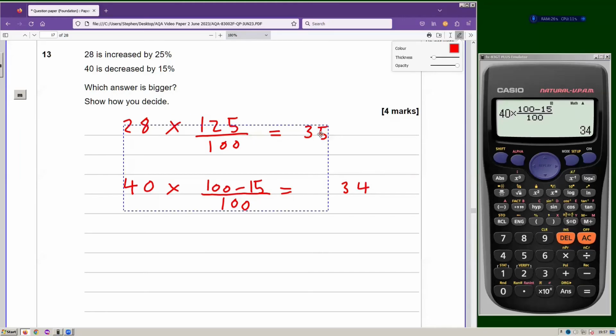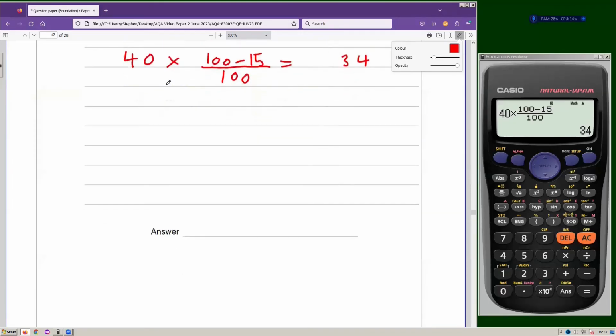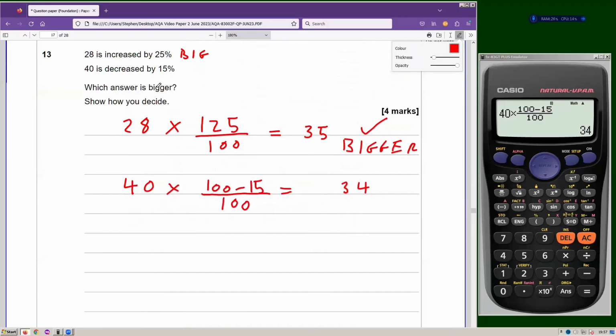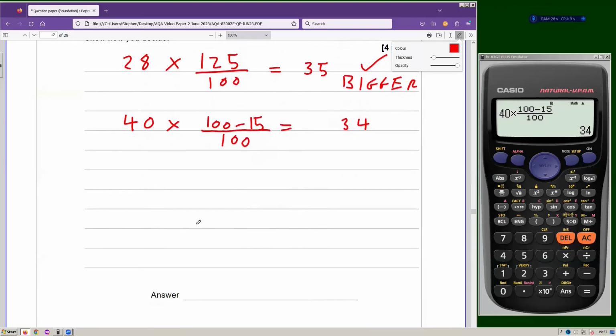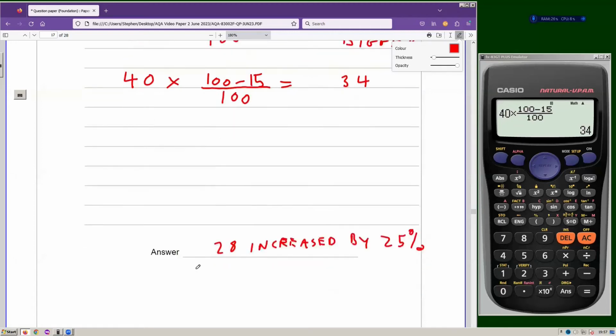So which answer is bigger? Yeah, bigger. Just say big. And I'll just say 28 increased. It's always best to really make sure we put the answer in where the answer is meant to go.